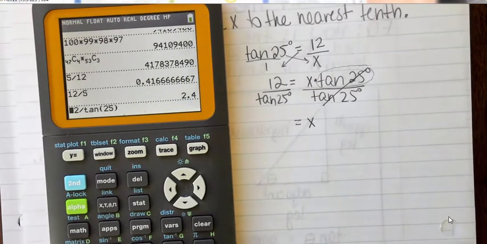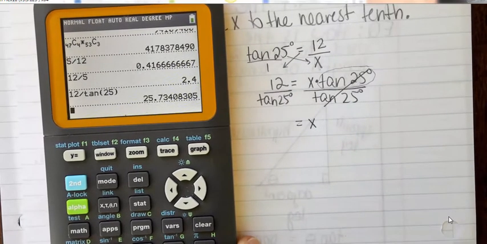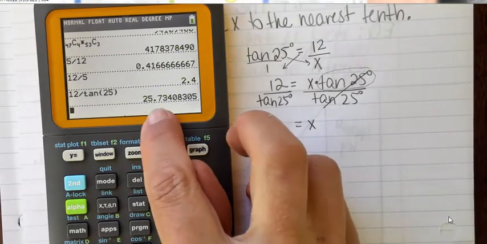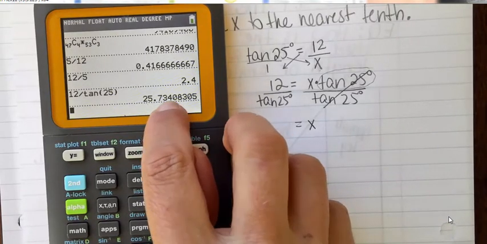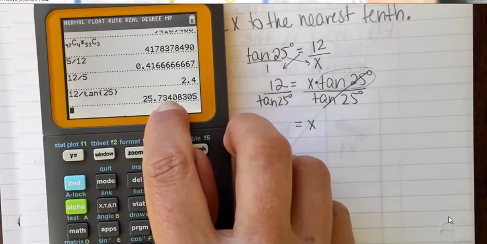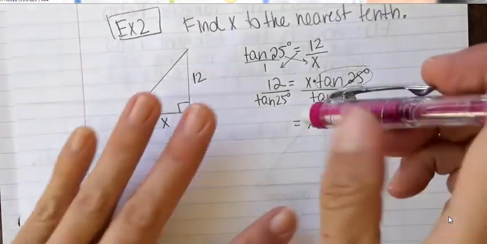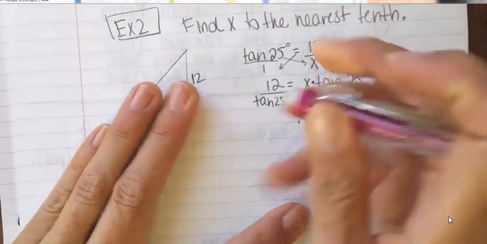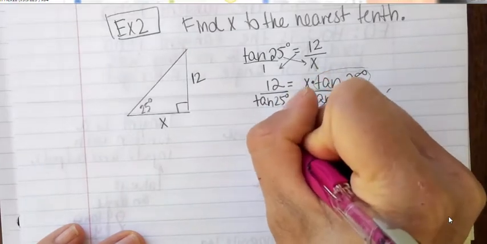Okay, so 12 divided by tan of 25 is going to give me 25.734, and it said to round to the nearest tenth. So I'm going to look at the first decimal place right after the decimal, look at the number after it, that number is smaller than 5, so I keep it at 7. So it's 25.7, and I'm going to say it doesn't actually equal, but it is approximately 25.7.